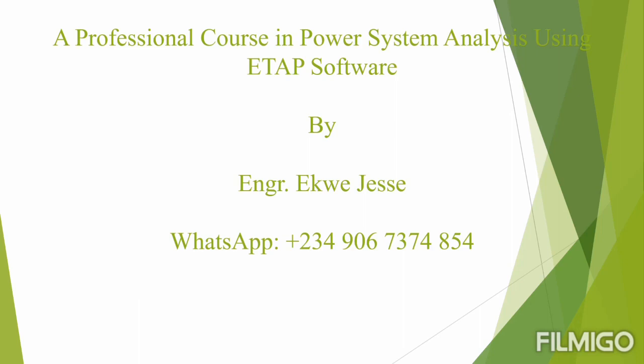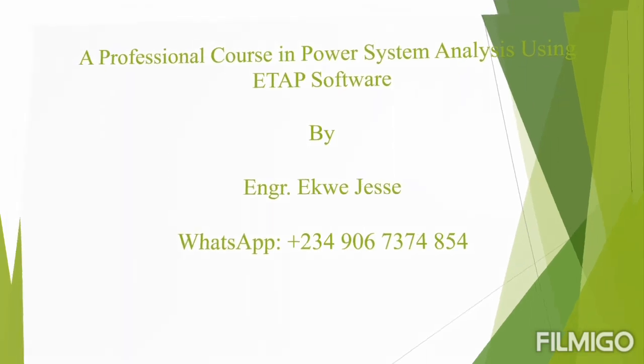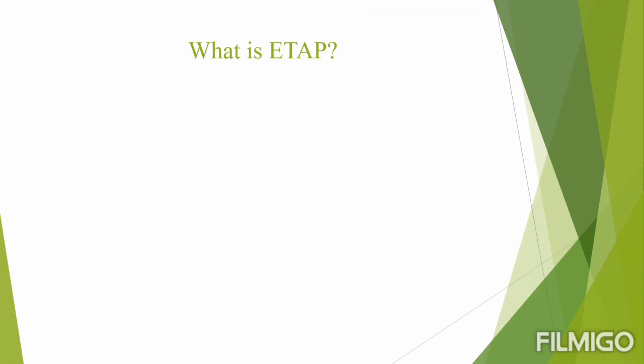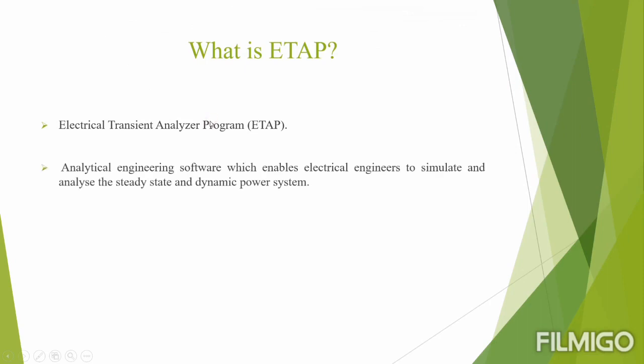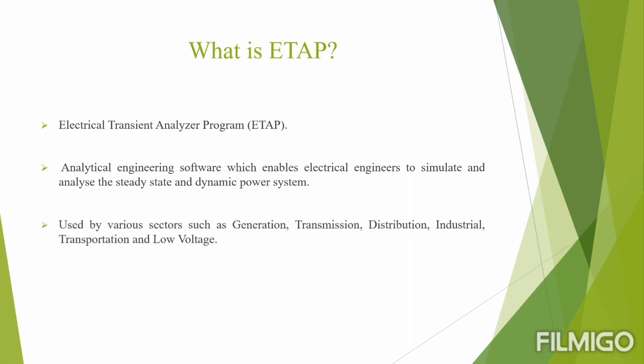Now, before proceeding into the applications of ETAP, I think it is mandatory we know what ETAP is all about. What is ETAP? ETAP is simply an acronym for Electrical Transient Analyzer Program. It is an analytical engineering software which enables electrical engineers to simulate and analyze the steady state and dynamic power system. ETAP is a software used by various sectors such as generation, transmission, distribution, industrial, transportation, and low voltage.